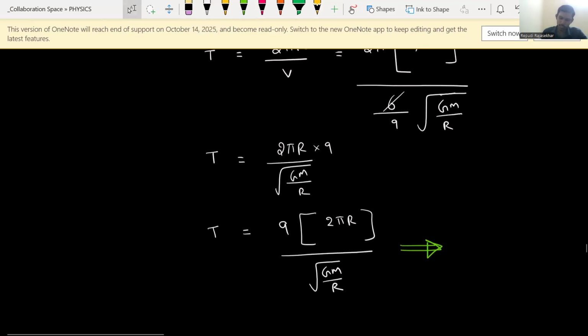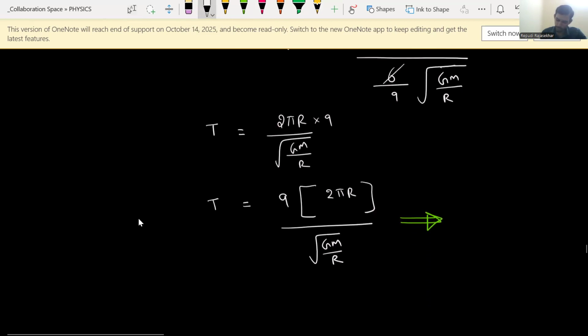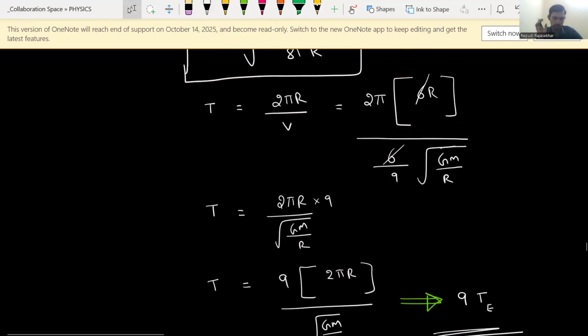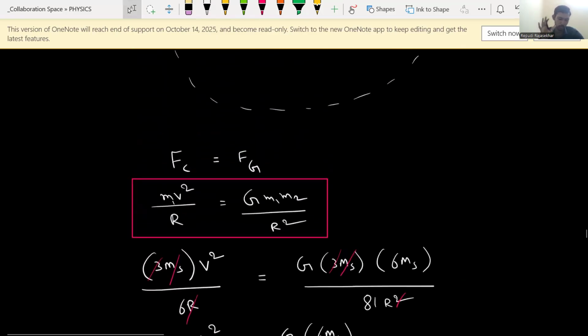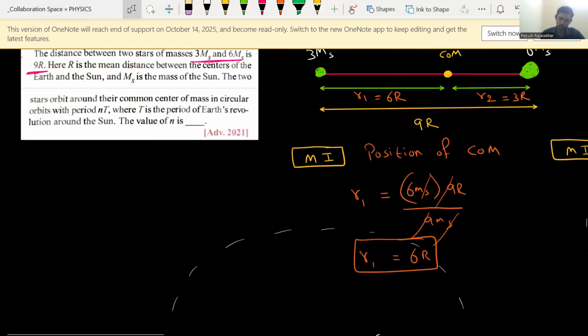Time taken by the planet to revolve. So this is 9 times the time taken by the earth to revolve around the sun, we can write. So 9 should be the answer here. 9 times. I hope you understand this. Everything, just go through here.